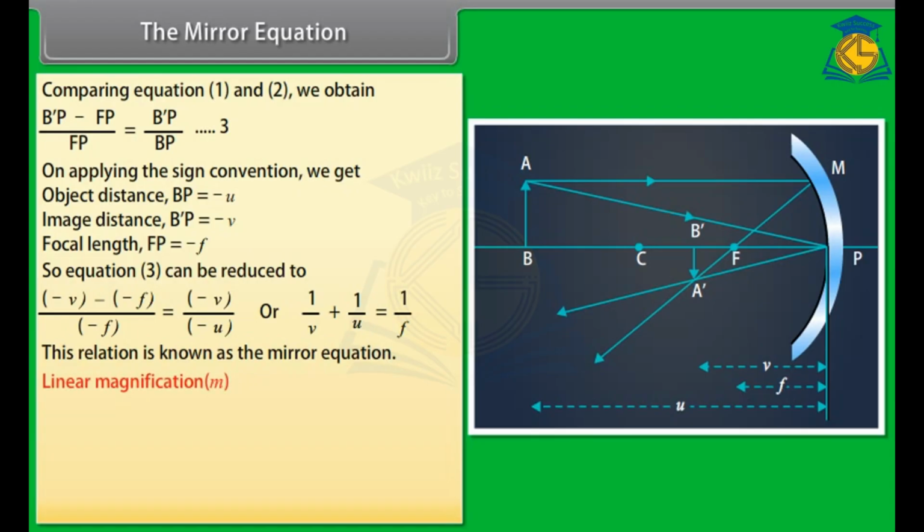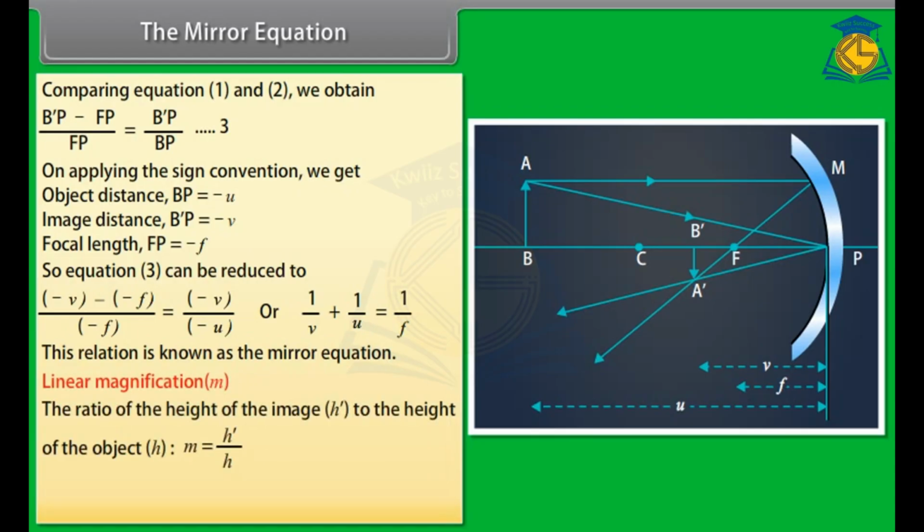Linear magnification m: the ratio of the height of the image h' to the height of the object h, m is equal to h' by h. For the given figure, linear magnification is minus v by u.